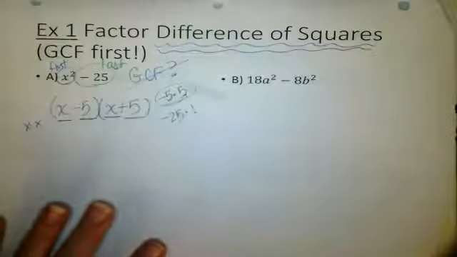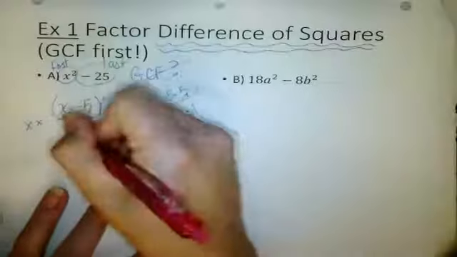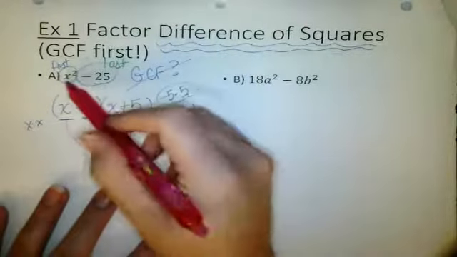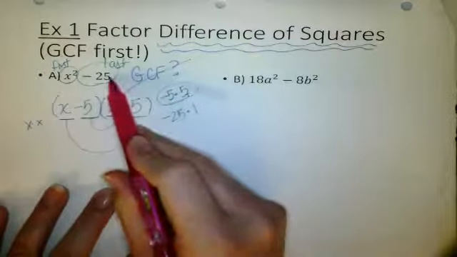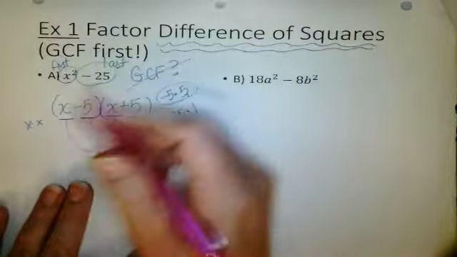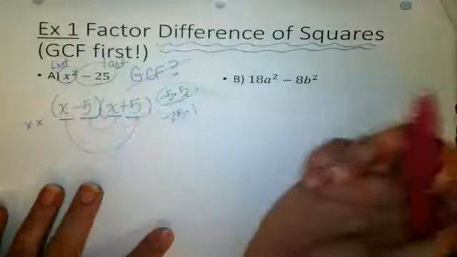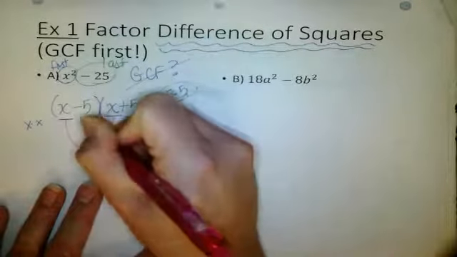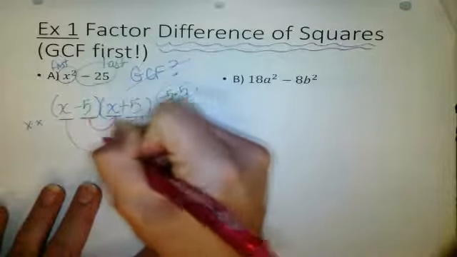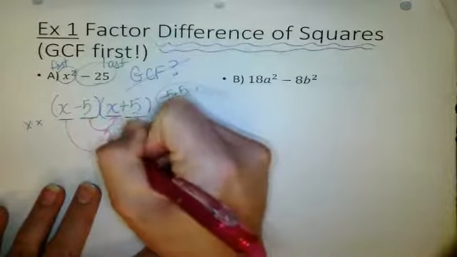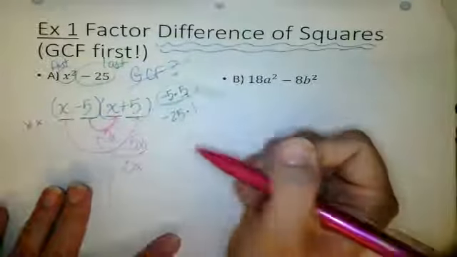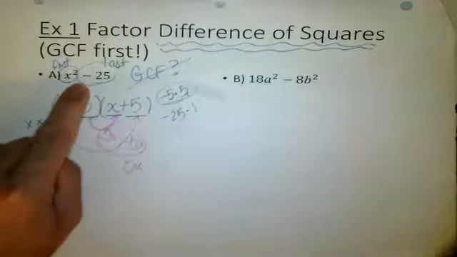How do you know if you did it right? Check the rainbow. Ladies and gentlemen, that is the 3-step process. First times first is the first thing. Last times last is the last thing. And double check the rainbow. So let's check that rainbow. X times positive 5 is 5x. Negative 5 times x is negative 5x. And what do you get when you add those together? 0 x's, which is why there is no middle term.